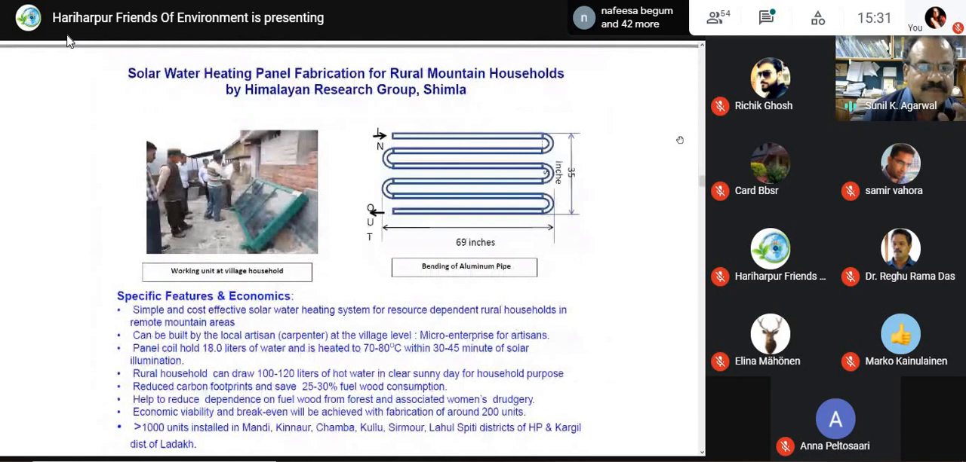So these are the specific designs, and you see how they benefit in terms of heating water, reducing fuel wood consumption and reducing women's drudgery. More than 1,000 units have been installed by HRG in different parts of Himachal Pradesh, and the state government is coming forward to support such an initiative. They have got the State Innovation Award for this innovative work, which Mr. Risto also mentioned, looking for solar waste innovation. This is one example in this process.